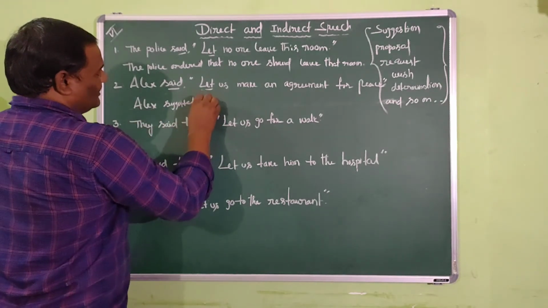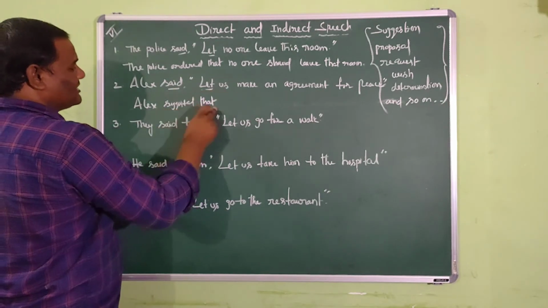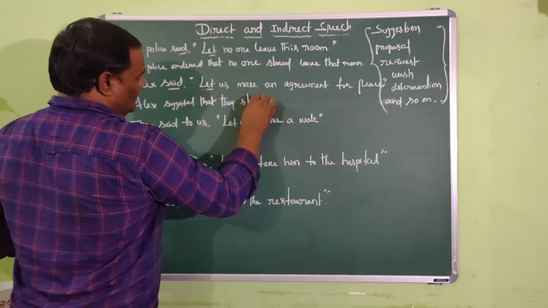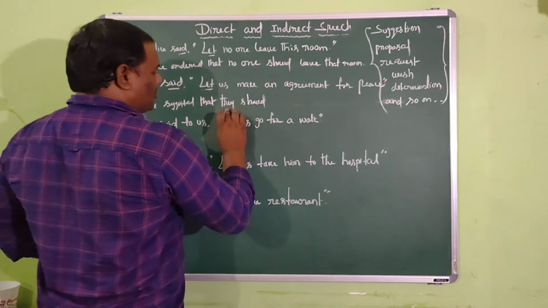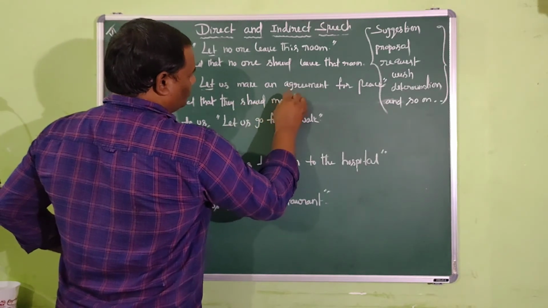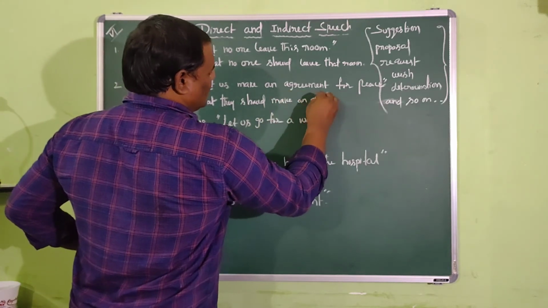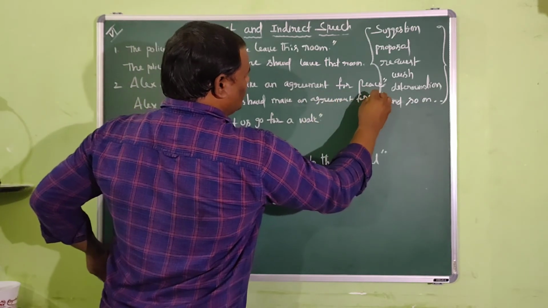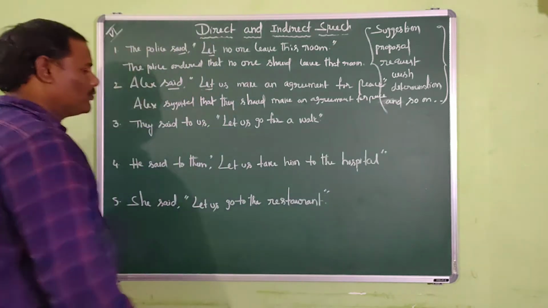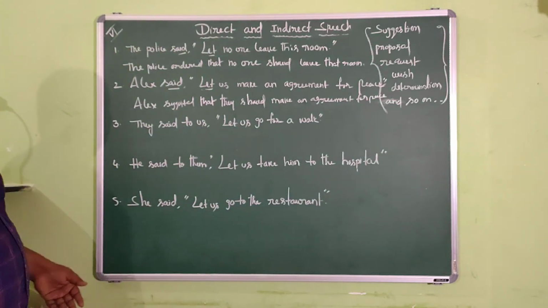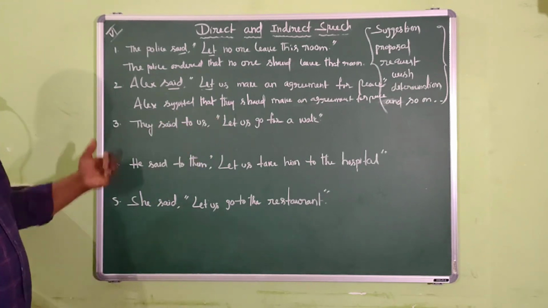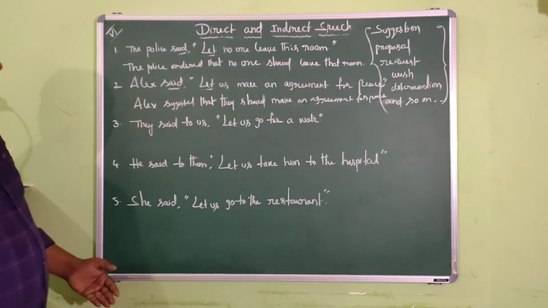Alex suggested that they. So after the subject we can place the auxiliary should, that they should make what? An agreement. An agreement for peace becomes the answer for this question. We shall take up the third question. They said to us, "Let us go for a walk."